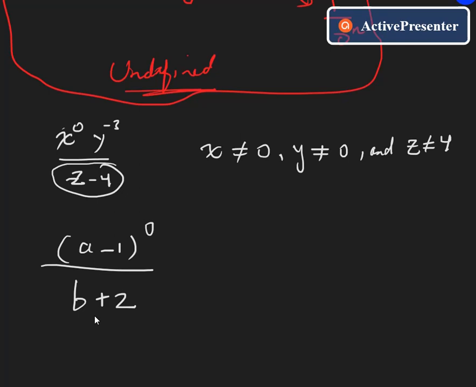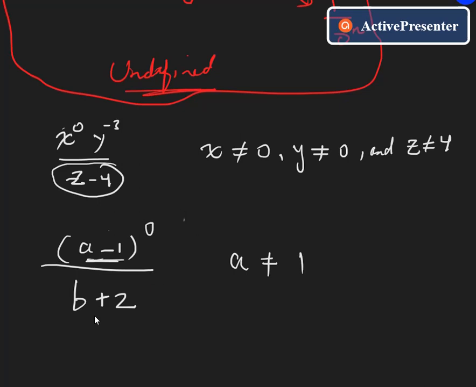Okay, another expression, a minus 1 to the power 0 over b plus 2. Here a cannot be 1 because if it is 1, this will be 0, and we will be left with 0 to the power 0, which is unacceptable.